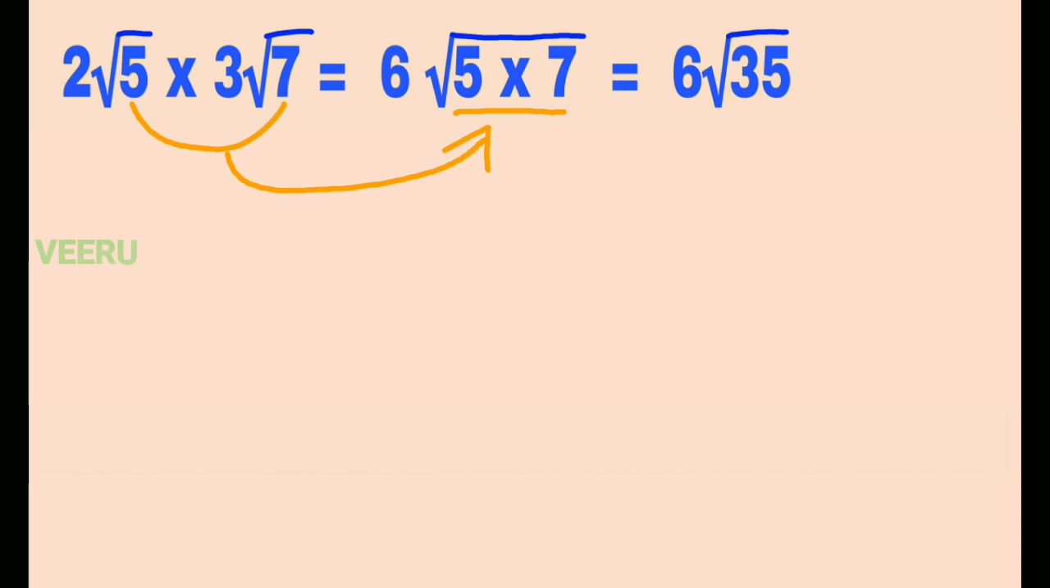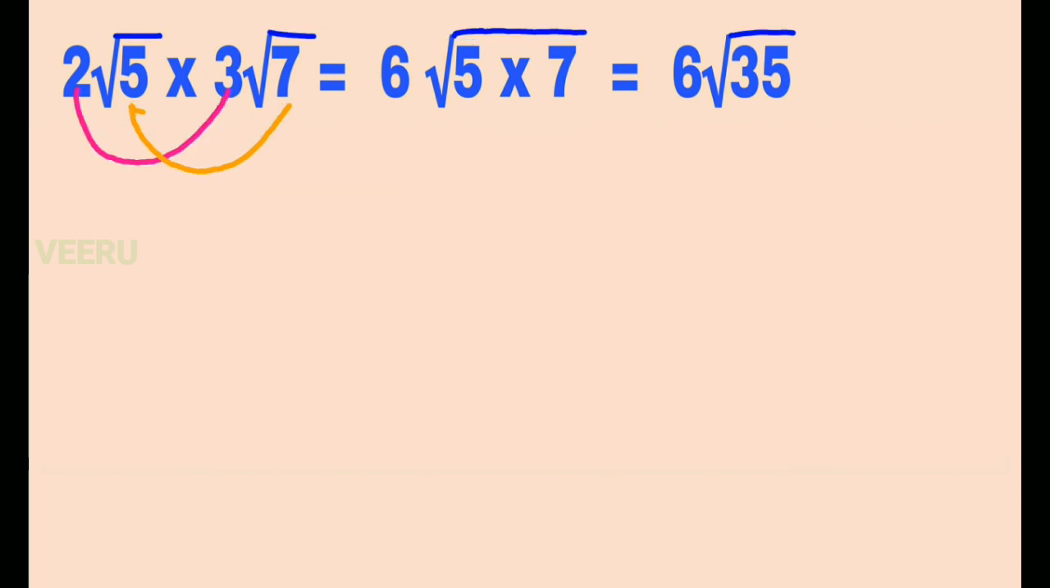Remember that in case of multiplication and division, there is no need to be like terms. Here 2 root 5 and 3 root 7 are unlike terms. We can multiply and divide. In case of multiplication or division, we have to multiply or divide the numbers which are outside the root separately and multiply or divide the numbers which are under the root separately.